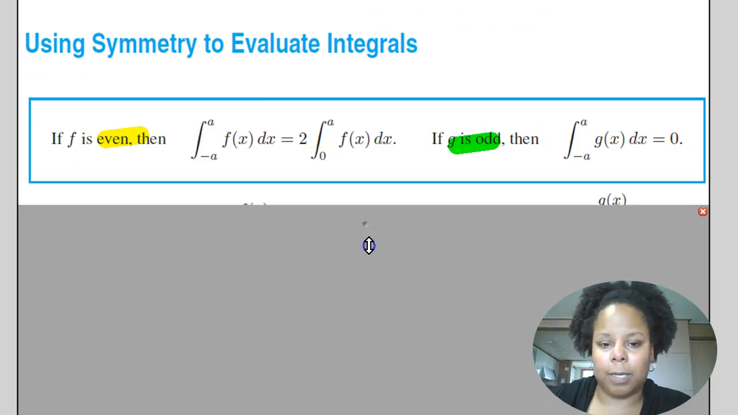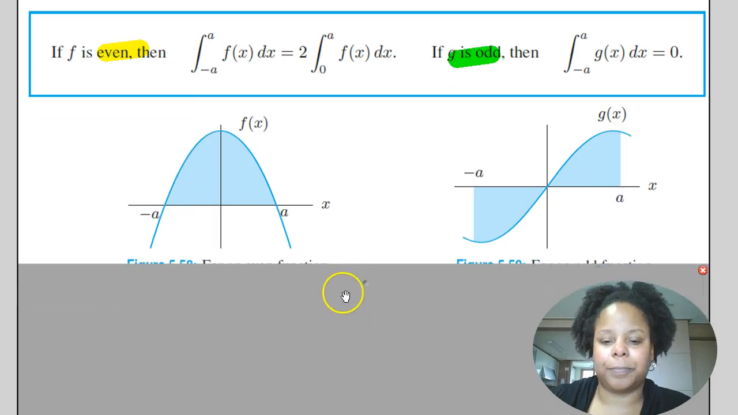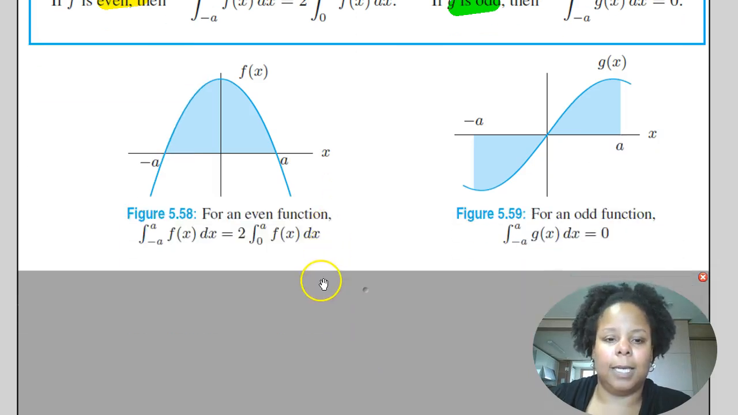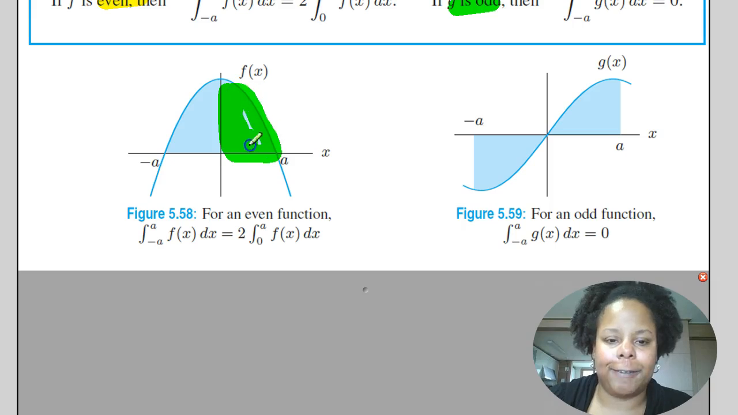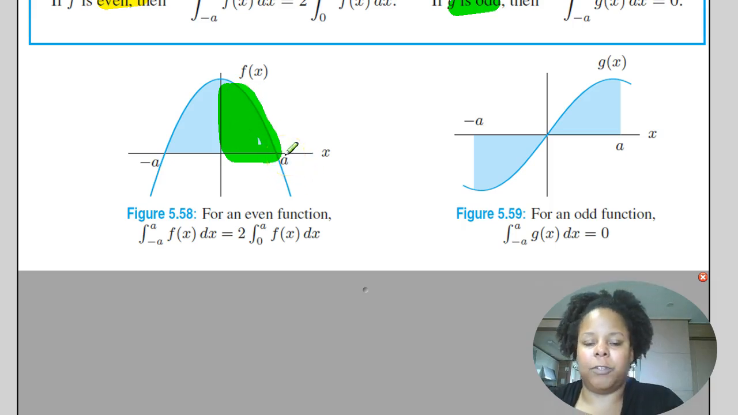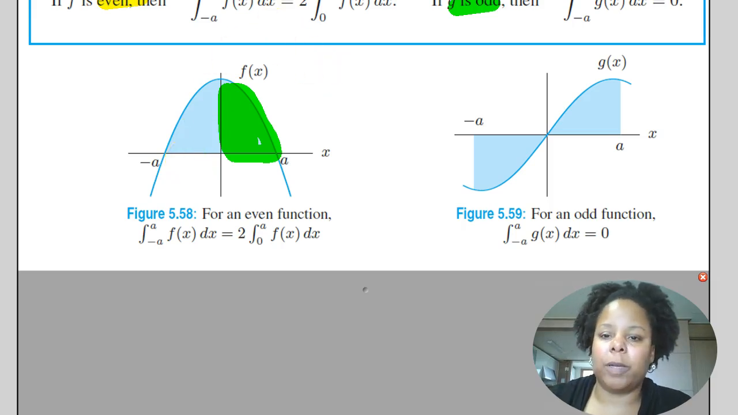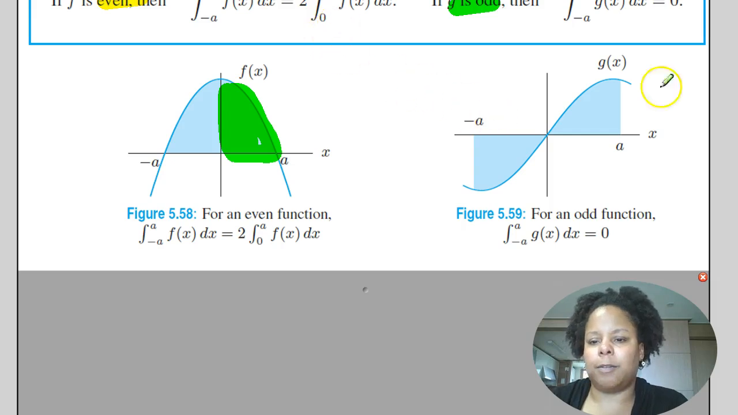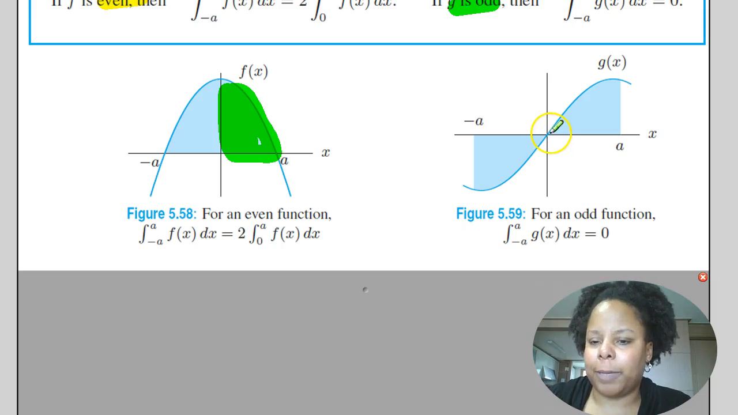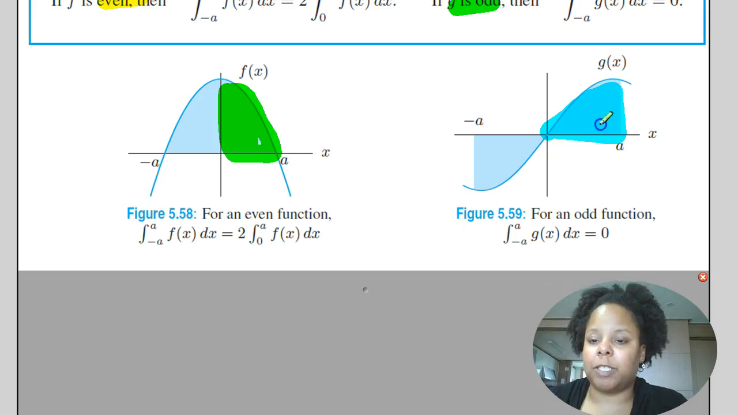A good example is the picture here. This is an even function, so if I want to find the area from negative a to a, a shortcut is to find the area from 0 to a using the definite integral and multiply that by 2, and we'll get that. And over here, because f is an odd function, the area between negative a and a would be 0 because they are exact opposite values. Same values, but different signs, and so they cancel each other out.